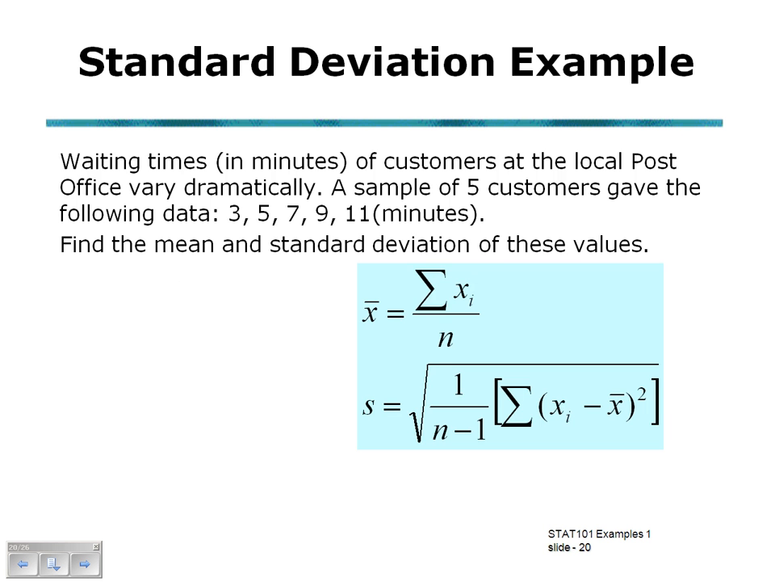The example itself: waiting times in minutes of customers at the local post office vary dramatically. A sample of 5 customers gave the following data in minutes: 3, 5, 7, 9, and 11. Find the mean and the standard deviation of these values. So n in this example, the number in our sample, is 5.